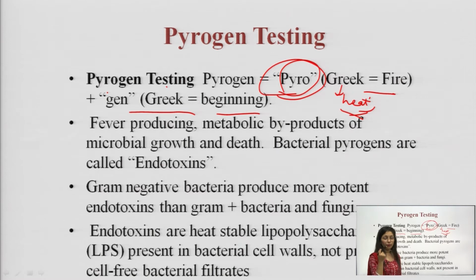When a foreign element or endotoxin enters the body, it causes a high temperature inside the body, causing fever. For example, if a person is having fever, what happened to him is the entry of pyrogen inside the body, because pyrogen has a quality that it increases the temperature. Pyrogens are fever-producing metabolic byproducts of microbial growth and death. Bacterial pyrogens are called endotoxins. Gram negative bacteria produce more potent endotoxin than gram positive bacteria and fungi.